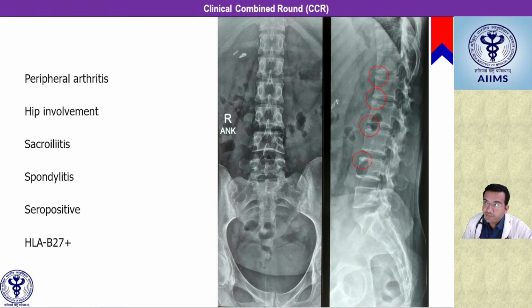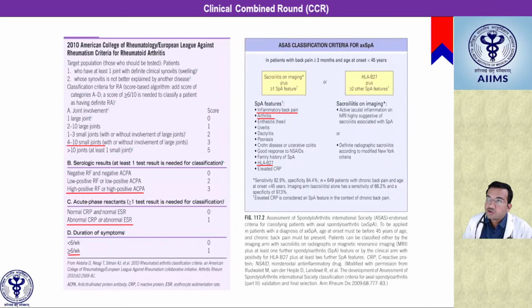So what we had was a peripheral arthritis, there was a hip involvement, there was sacroiliitis, there was osteomatous spondylitis. The seropositivity here was rheumatoid factor positivity and anti-CCP, and HLA-B27 by PCR method was positive. So when we try to fit our patient in this classification criteria of ACR-EULAR 2010 for rheumatoid arthritis, we can see our patient has 4 to 10 small joints, and there was high titer positivity of rheumatoid factor and anti-CCP, and there was raised ESR and CRP, and the duration of patient symptoms was more than 6 weeks.